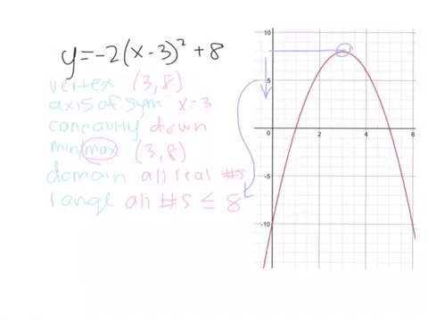Our domain, which is our x values, is all real numbers, because if this just kept going on and on, it would eventually reach all real numbers. And our range, which is our y values, is all numbers less than or equal to 8, because the maximum on this parabola only goes to positive 8. This parabola can't possibly reach any point above that on the y-axis. So that is everything that you need to know.